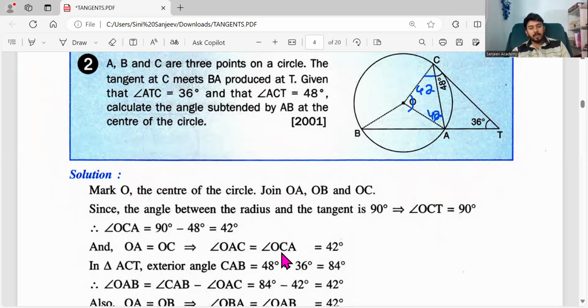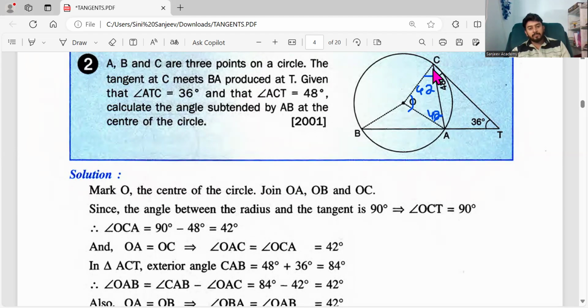So angle OAC is equal to angle OCA, 42 degree. Angle OAC and angle OCA, I already told you. Correct? And what is angle OAB? OAB and CAB. OAB is basically what? How do I get it? What is my CAB basically here? CAB. How do I get CAB?